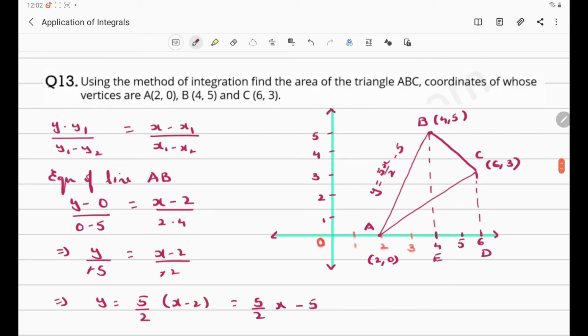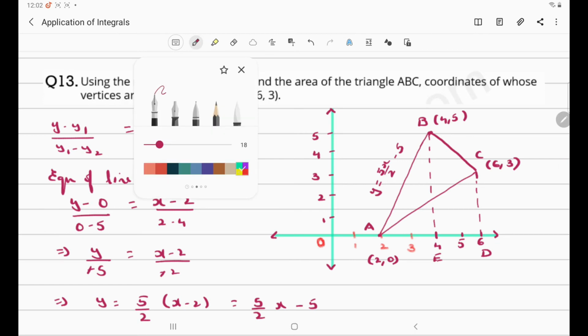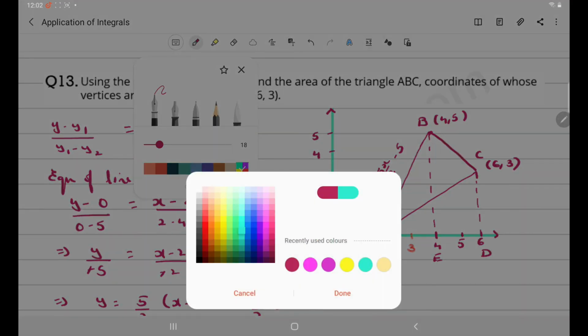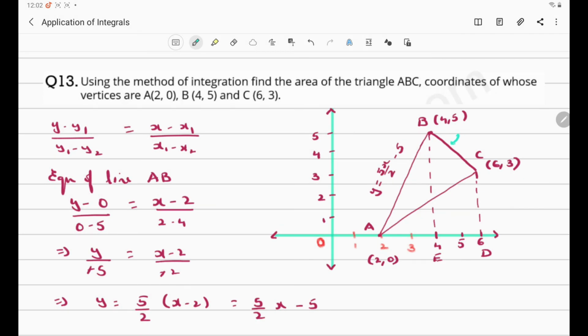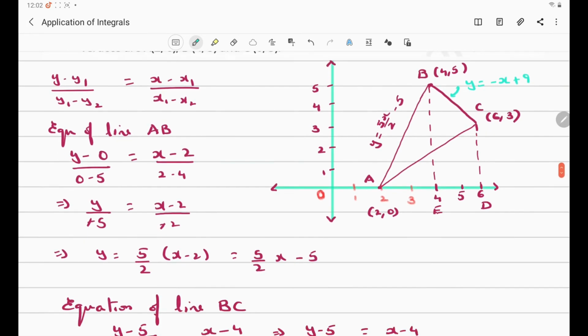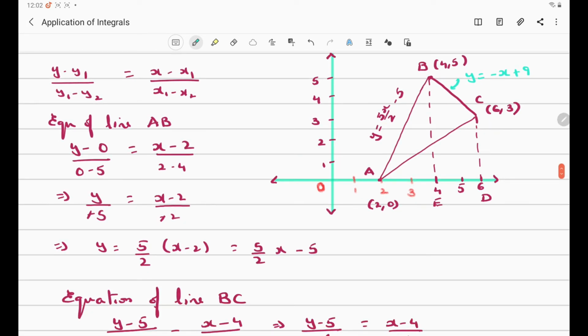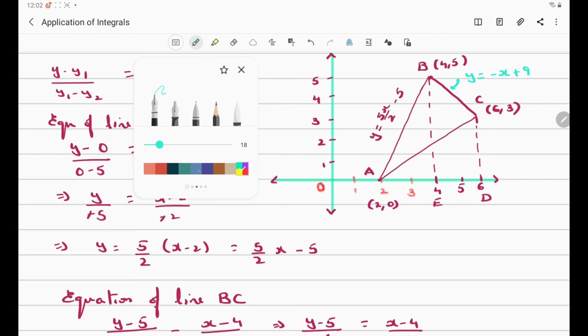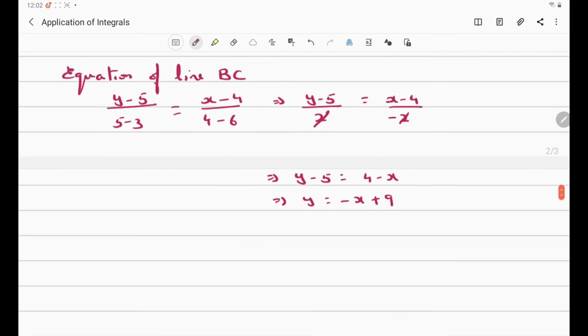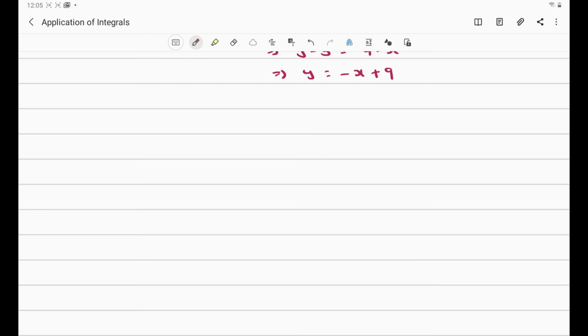So let's write down this as y = -x + 9. Now let us find the equation of the line AC.